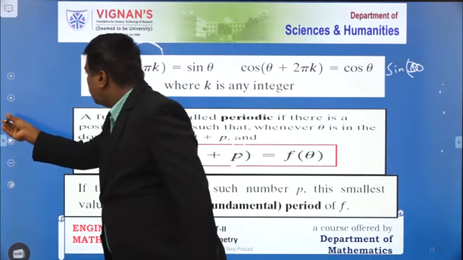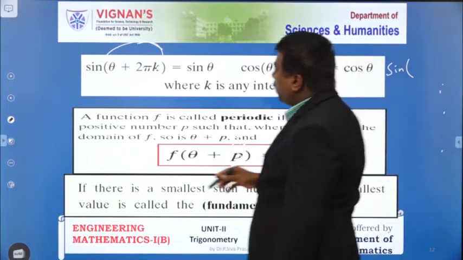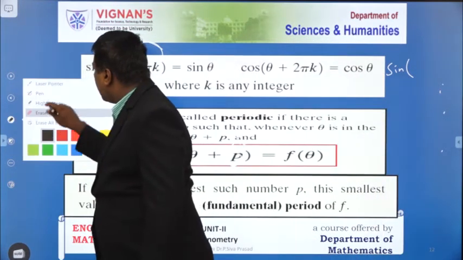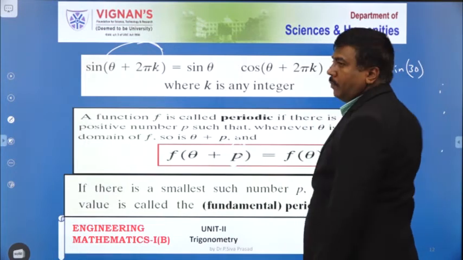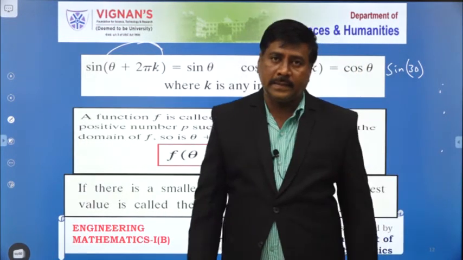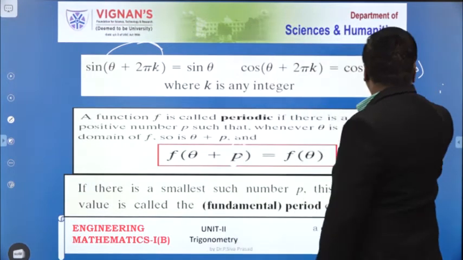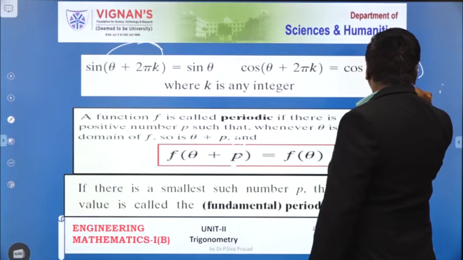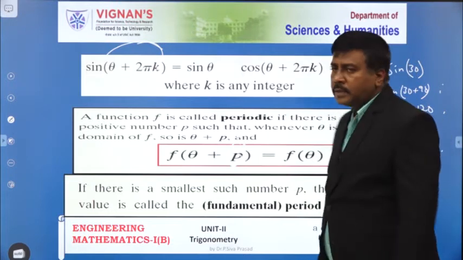So that means the sine of 30 degrees will get the same value. On which value do you have to add it? Suppose here I had added 90 degrees to sine 30. That means this value is equal to sine of 120.